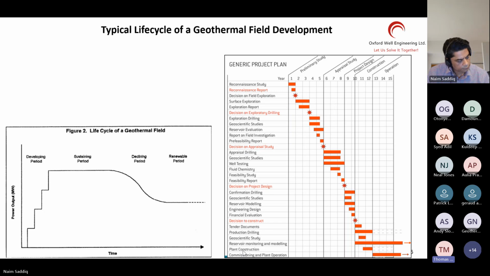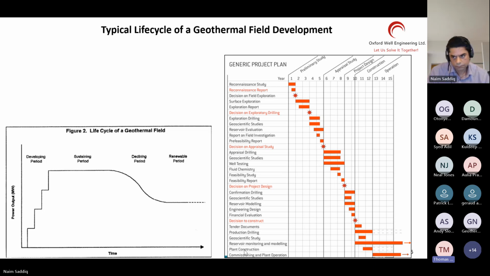There we'll gather a lot of data, and this data is used to model the field. And then after modeling, well sites will be identified, especially where we have upflow zones and there's a source of heat. These are the points where wells will be sited. Now, after confidence has been built on the model, then exploration drilling is done. Usually 1 to 3 wells are drilled, and this is for the purpose of proving the existence of the resource.